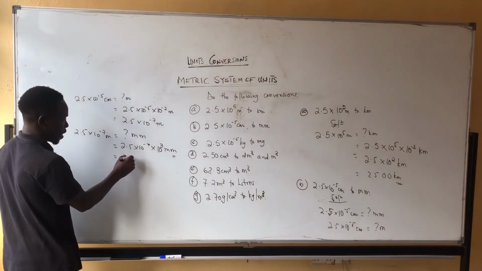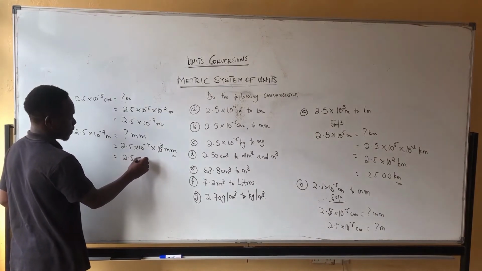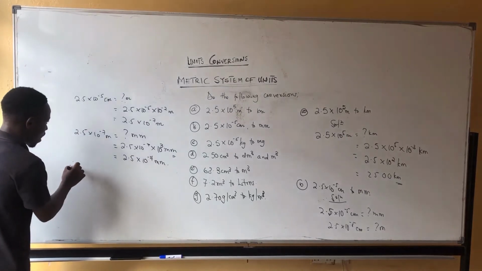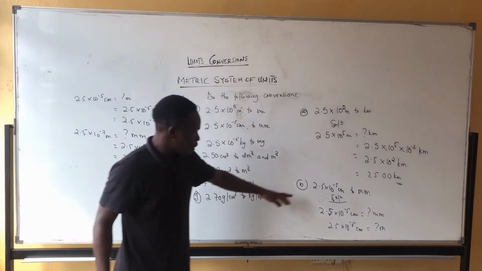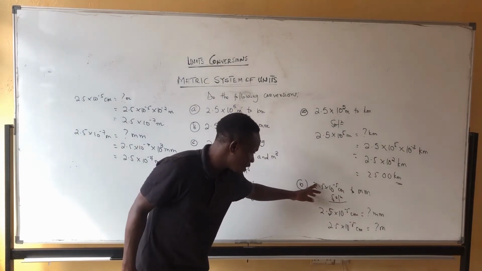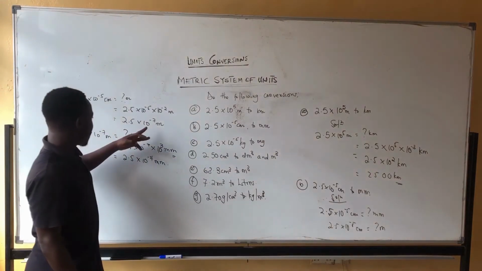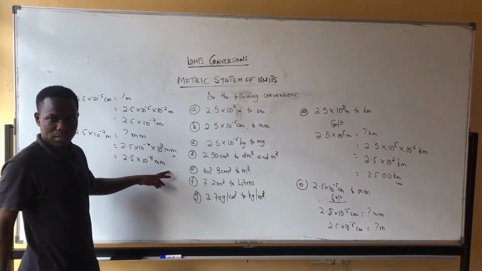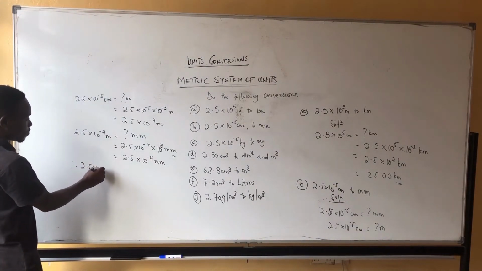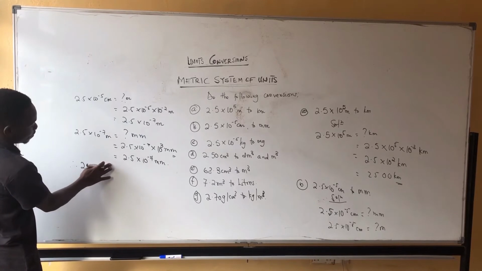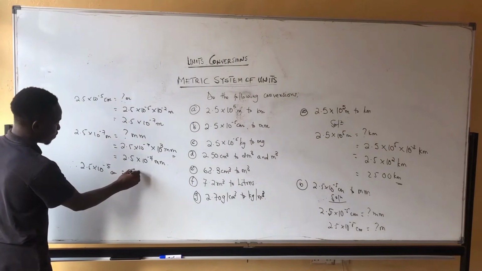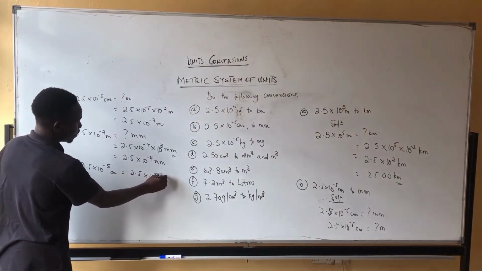So this is 2.5 times 10 to the power negative 4 millimeters. Therefore, I have converted 2.5 times 10 to the power negative 5 centimeters to millimeters. I first converted it to meters, and then from meters I converted to millimeters. So I can say confidently that 2.5 times 10 to the power negative 5 in centimeters is equal to 2.5 times 10 to the power negative 4 in millimeters.